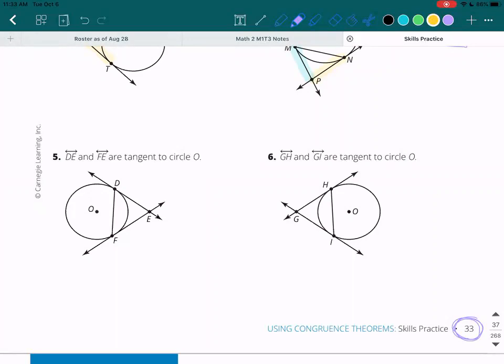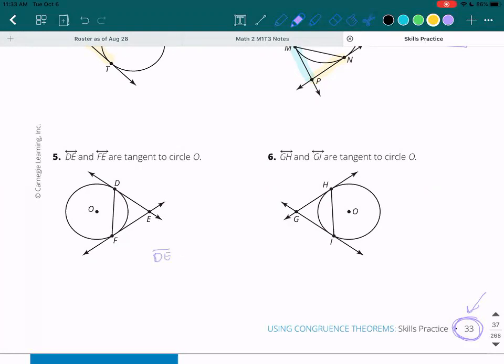Which pages are we doing? 33 and 34. 33. We're starting on 33. Okay, and then somebody says DE and FE. Correct. Good. Let me just write that down.